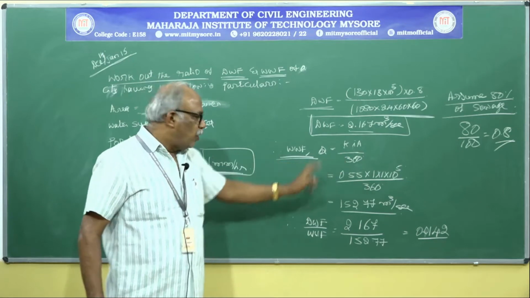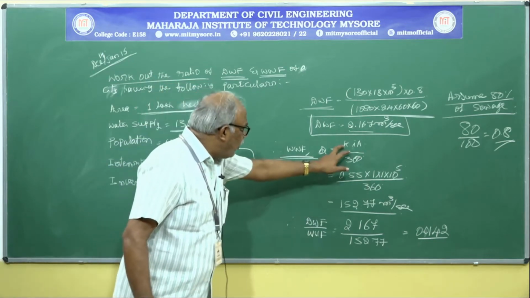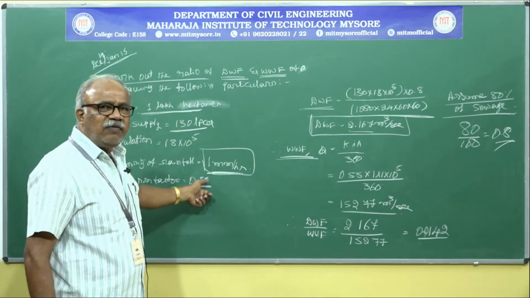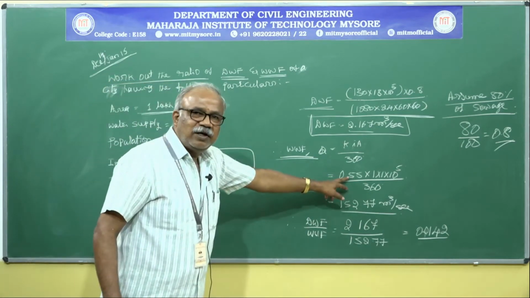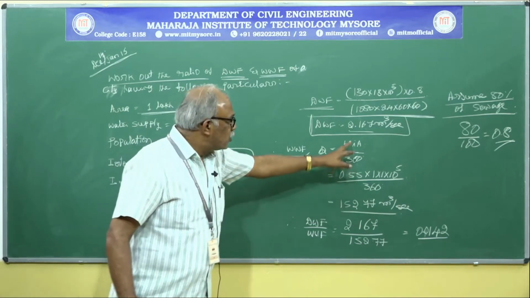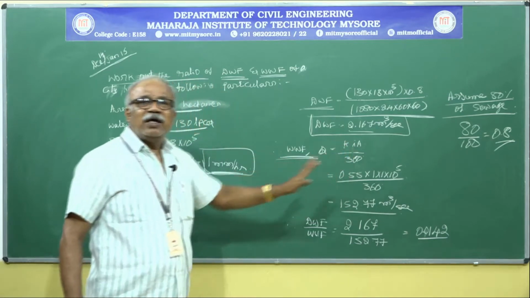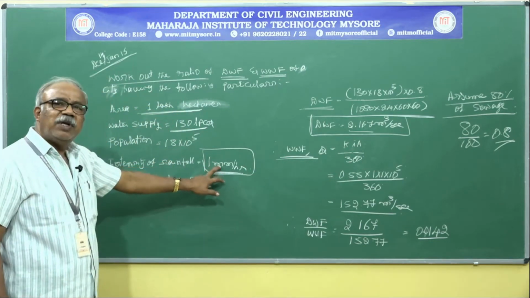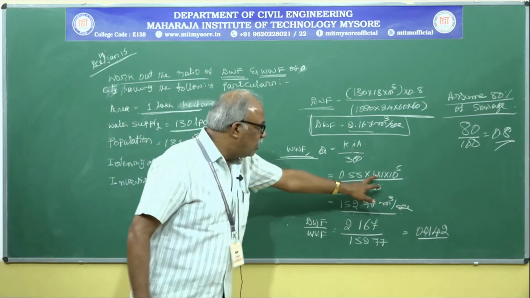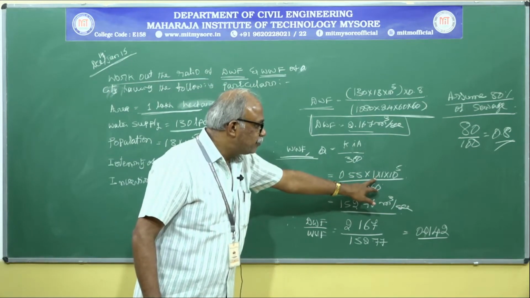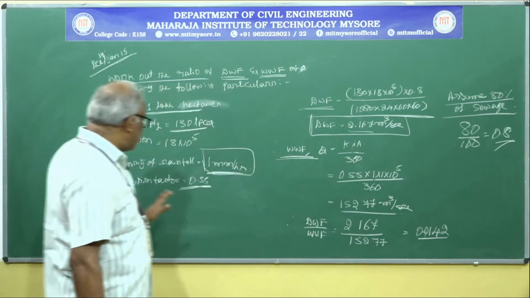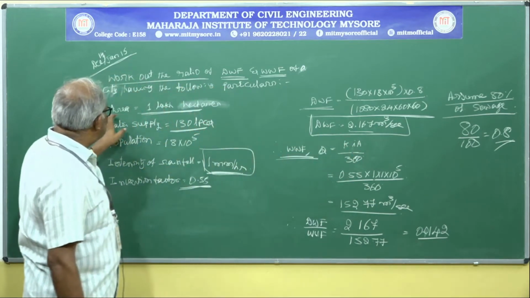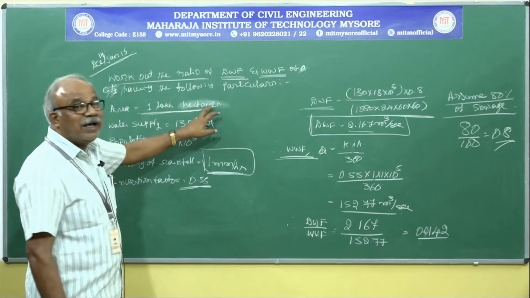Are you clear? Okay. Next, K value, the conversion factor given in the problem, that is 0.55. I am entering it. So the value of I, intensity of rainfall, is also given in this problem, that is 1 millimeter per hour. I am entering this. Next, A, area is given, 1 lakh hectares.